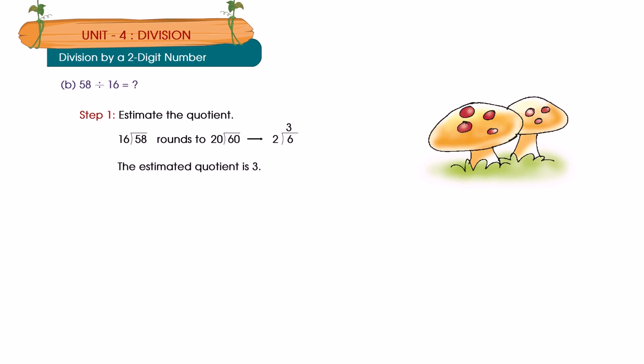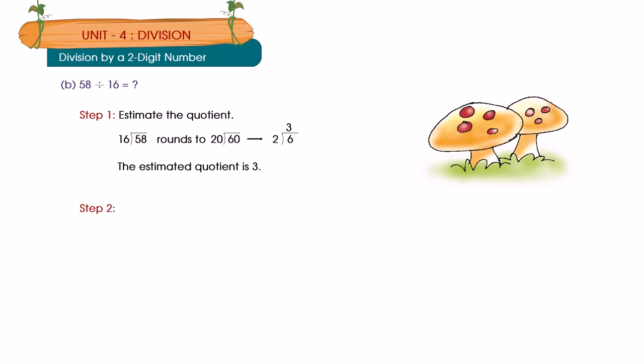B. 58 divided by 16 is equal to how much? Step 1. Estimate the quotient. 58 divided by 16 rounds to 60 divided by 20. Take it as 6 divided by 2. The estimated quotient is 3.